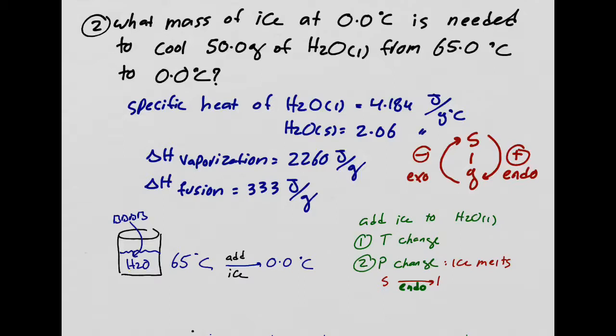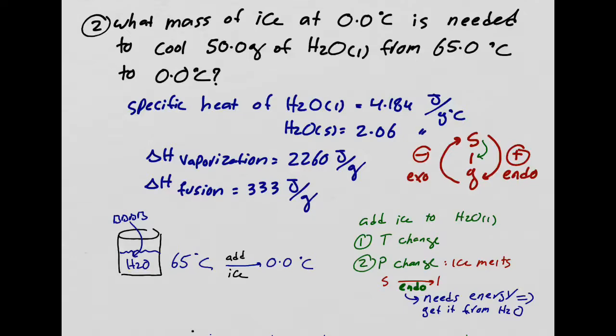Now, solid going to liquid is an endothermic process. What does an endothermic process mean? It means it needs energy. So in order for ice to melt, which is an endothermic process, it needs energy. Now here's what's key. Where is ice going to get the energy from? It's going to get it from water.